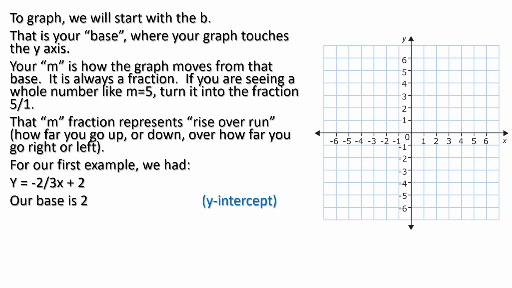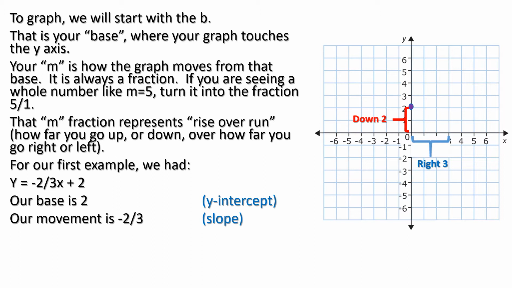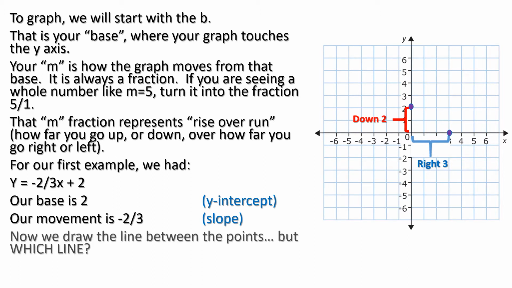Our base is 2. That's our y-intercept. See, the dot appeared at y equals 2 right there. Our movement is negative 2/3. That is our slope. From the 2, we will go down 2, and then we will go to the right 3. That will be where we put our next point. Now we draw the line between the points, but which line?